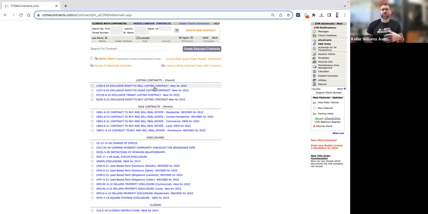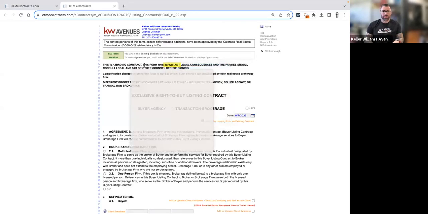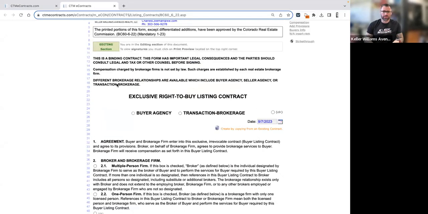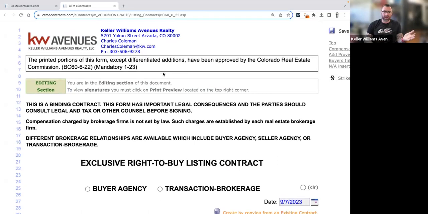So we are doing a buyer agency. And so let's say listing contract. So we are going to go into the exclusive right to buy listing contract. And now we hit this create selected contract here at the top. Perfect. Let's enlarge it a little bit. And so this is what we're looking at. Awesome. So we are on the buyer agency docs right now.